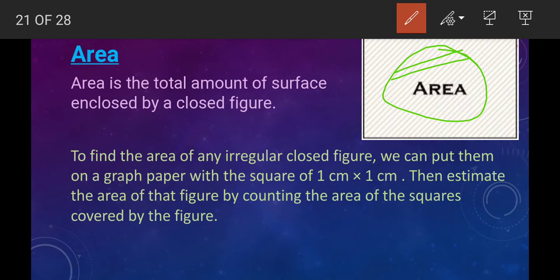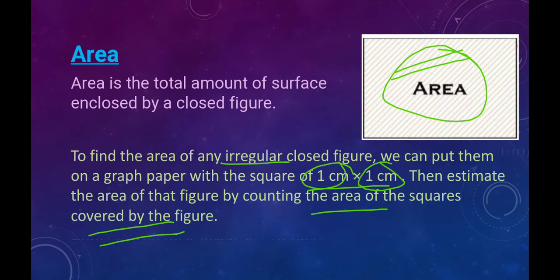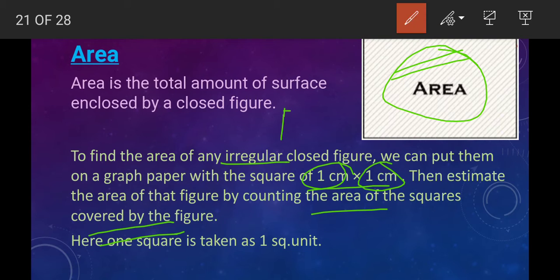To find the area of irregular closed figure, we can put them on the graph paper with the square of 1 centimeter multiplied by 1 centimeter. That is, the length is 1 centimeter and breadth is 1 centimeter. Then estimate the area of that figure by counting the squares covered by the figure. Here 1 square is taken as 1 square unit. In the graph paper, we count 1 square box as 1 square unit.